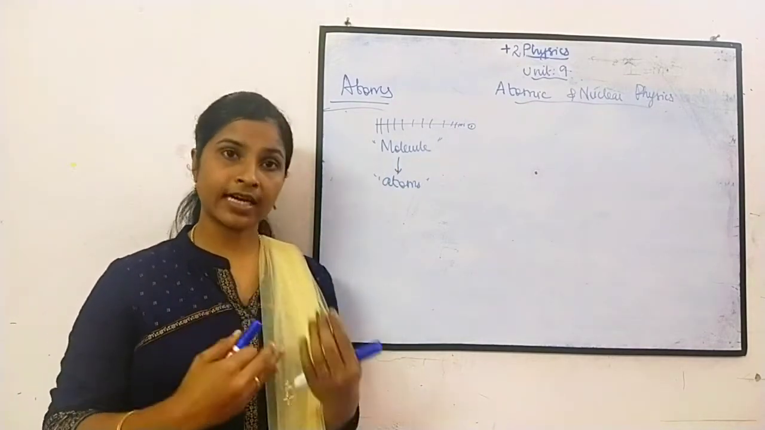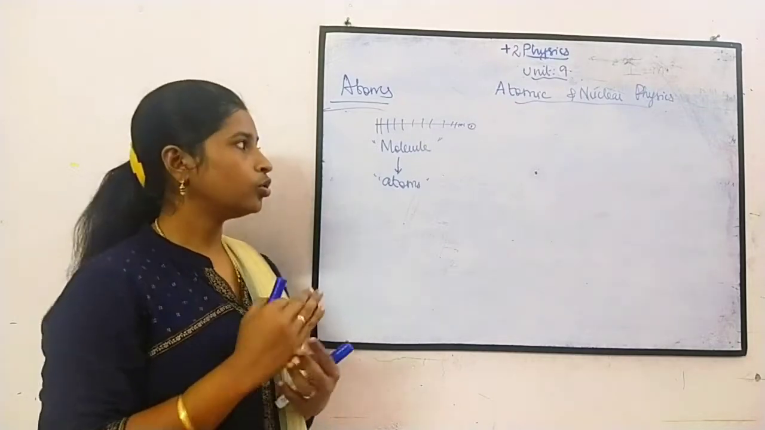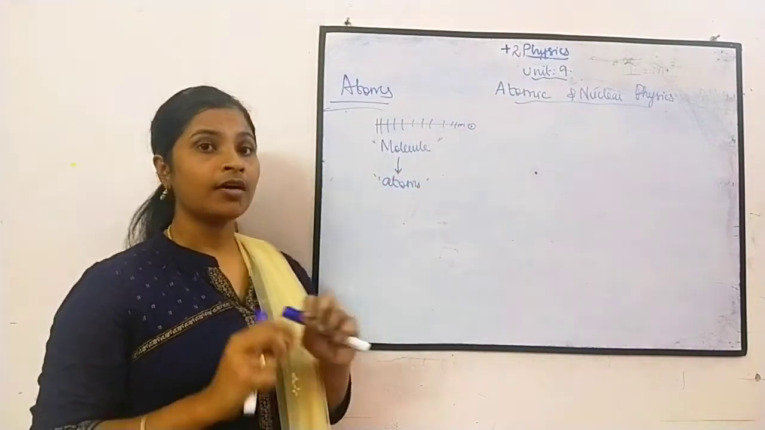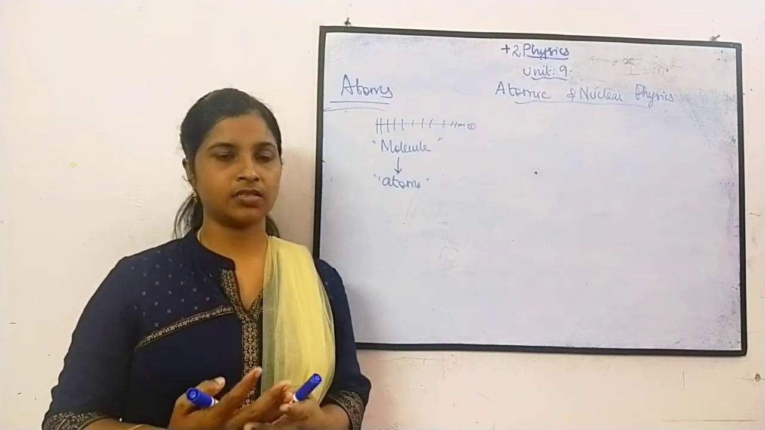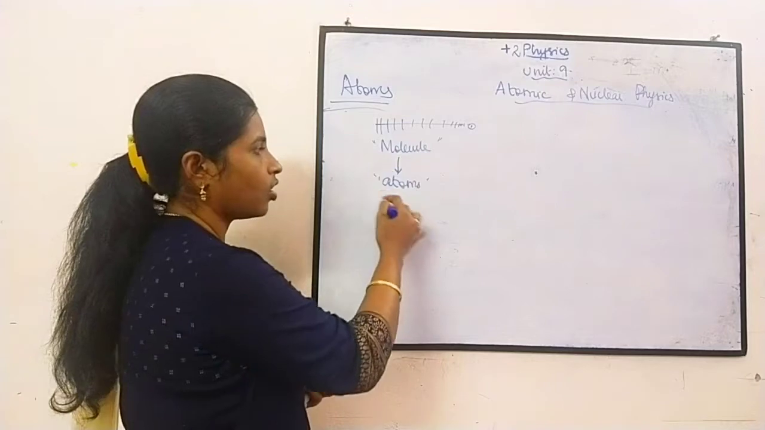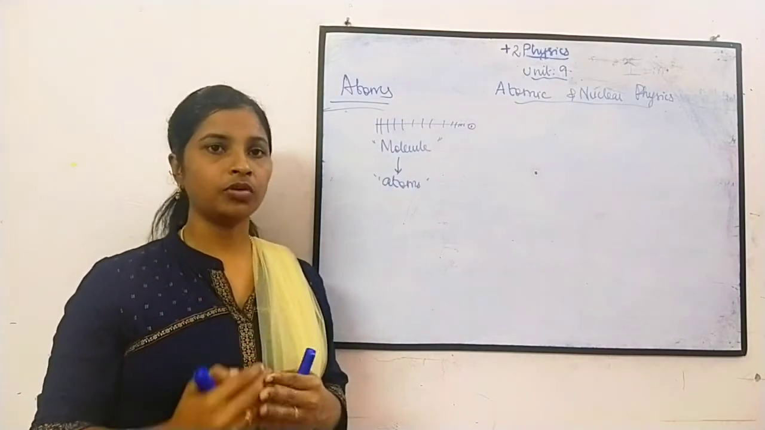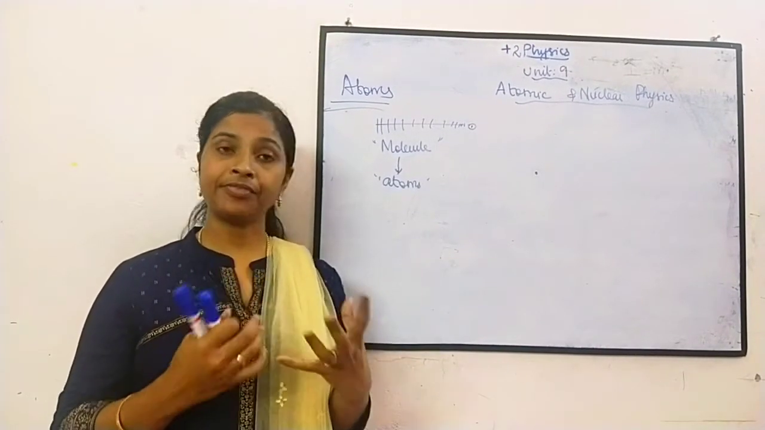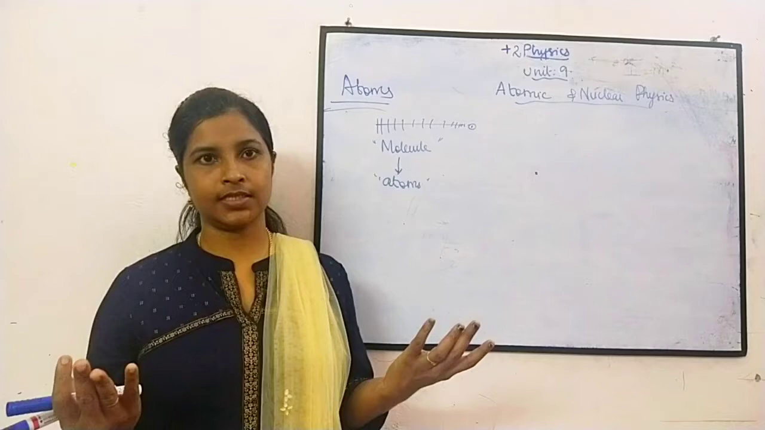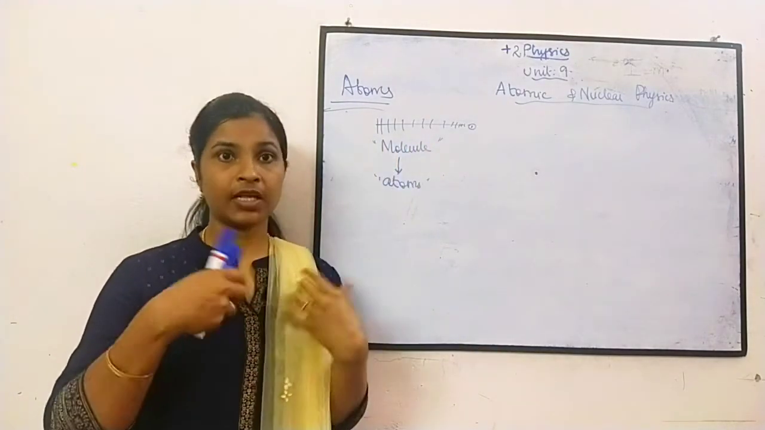After that, when they studied the structure and characteristics of the molecule, they came to know that the molecule is not the final particle. It is also made up of certain particles, and those particles they call atoms. So molecules are made up of atoms. Different atoms have different characteristics. I said that molecules are formed by atoms.